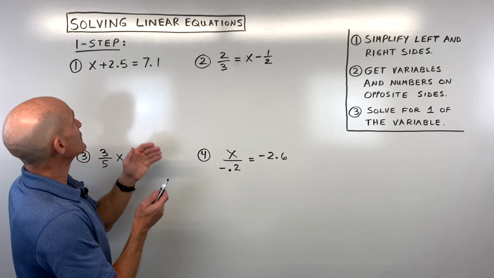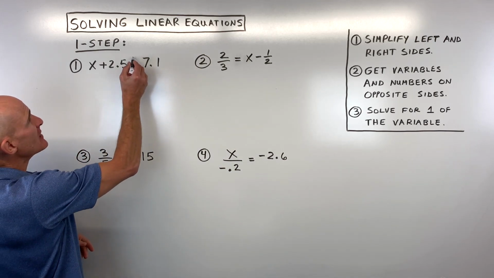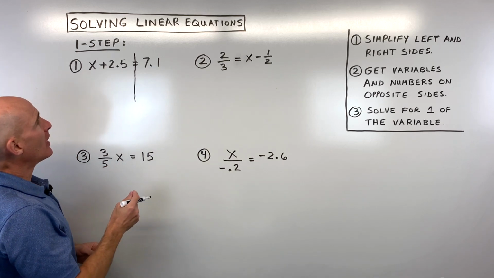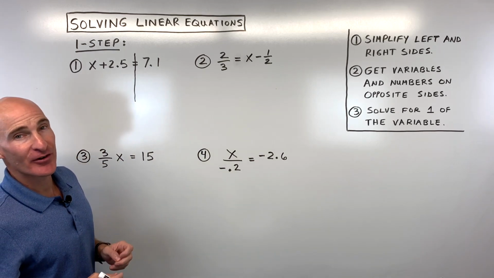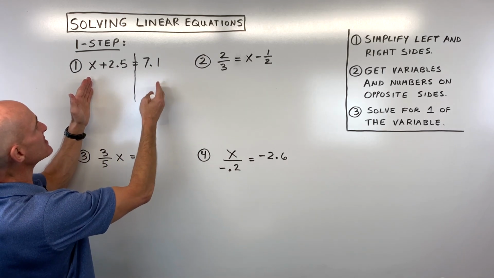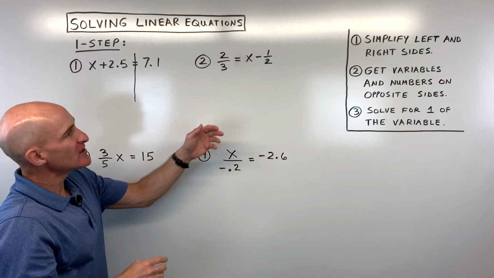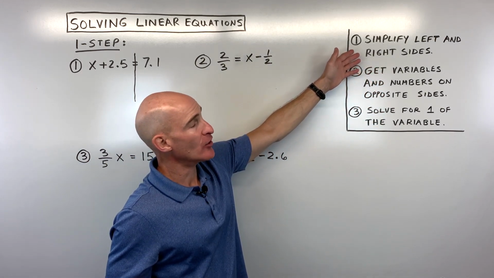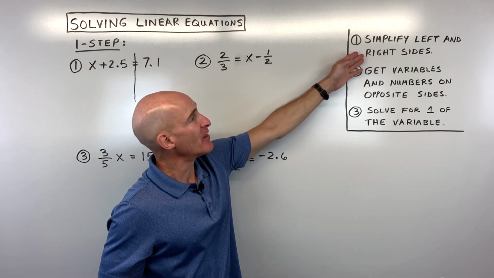So let's take a look at this first example. You can think of the equal sign kind of like a dividing line. Some people refer to this as the wall of math. I've heard that said, and I thought that was kind of funny. Basically, you're separating the left side of the equation and the right side. If you go through these three steps, and these will be more important as we get into the multi-step equations, where there's more than one step, but let's just walk through it.